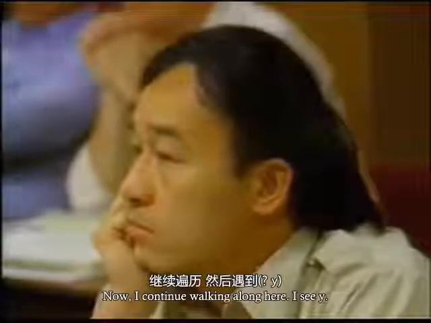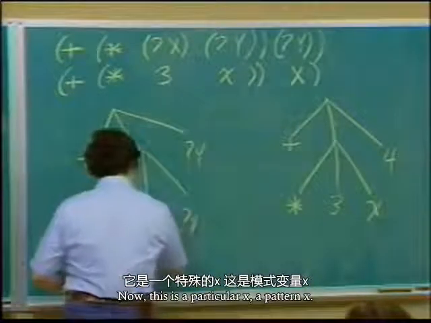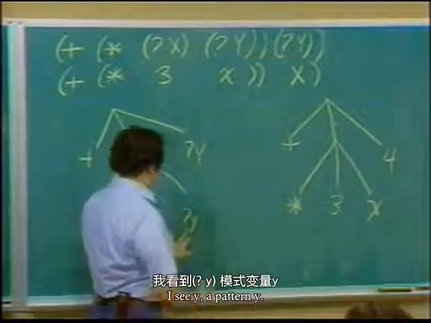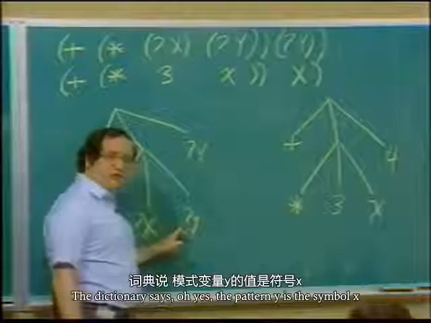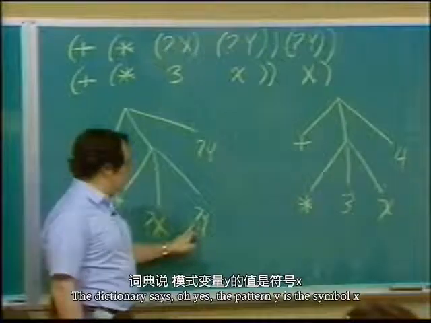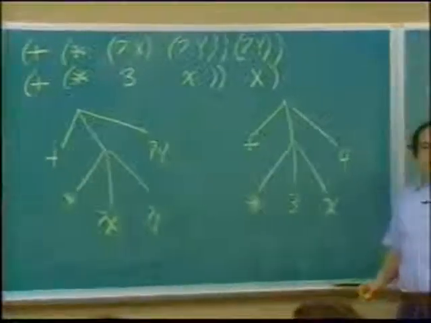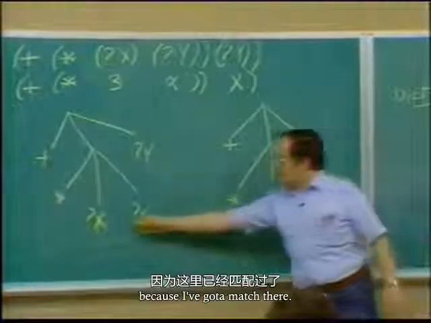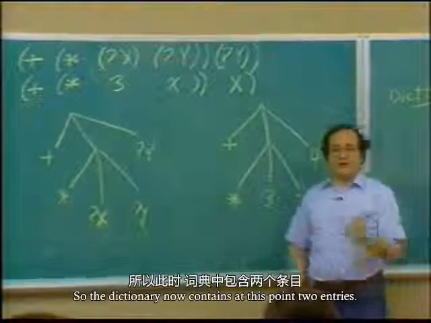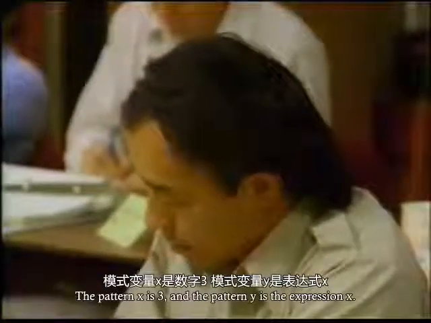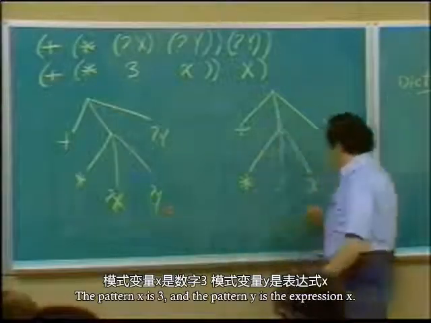Okay, now I continue walking along here. I see y. Okay, now this is a particular x, a pattern x. I see y, a pattern y. The dictionary says, oh yes, the pattern y is the symbol x, because I've got a match there. So the dictionary now contains, at this point, 2 entries. The pattern x is 3, and the pattern y is the expression x.